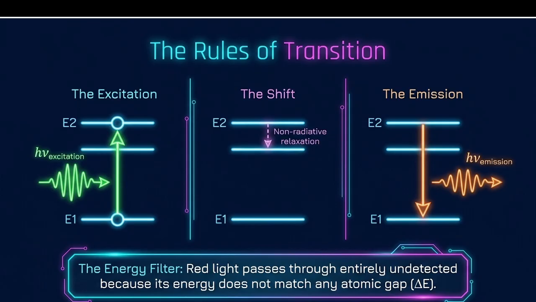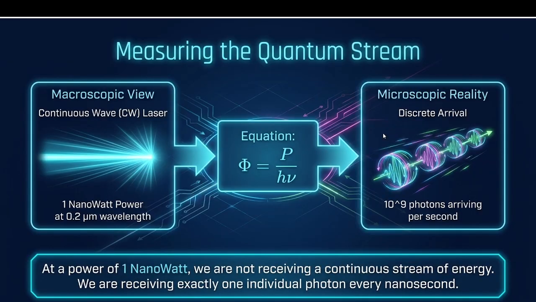So the energy filters: on this basis we can define it in a different way. A red light passes through entirely undetected because its energy does not match any energy gap. So red light can neither excite the atom nor be emitted. Here we are taking a good example of rhodamine 6G, where it absorbs green light and generates orange emission. Measuring the quantum stream.